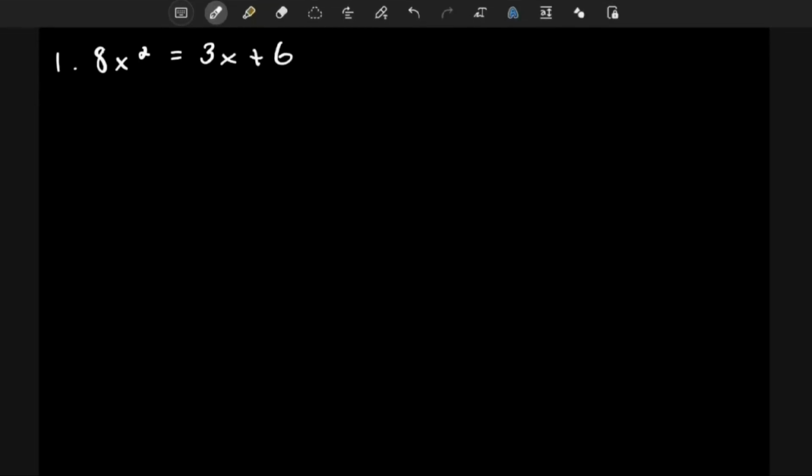So here is an example of a quadratic equation. Our goal here is to calculate the value of x using the quadratic formula. First, let's write down the quadratic formula.